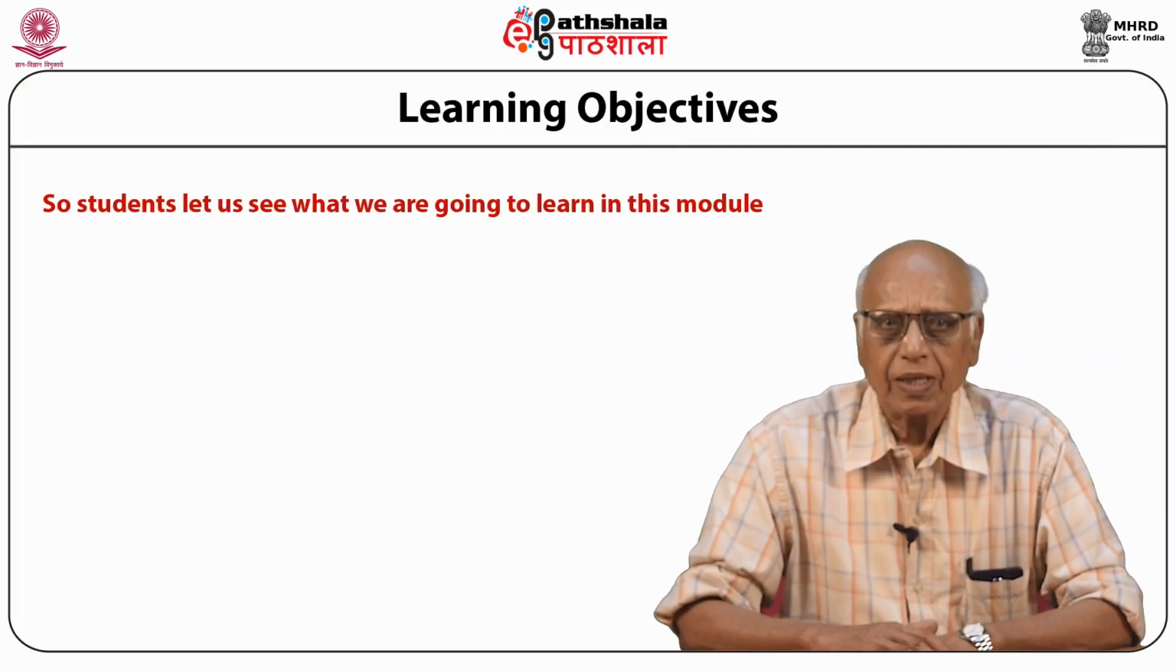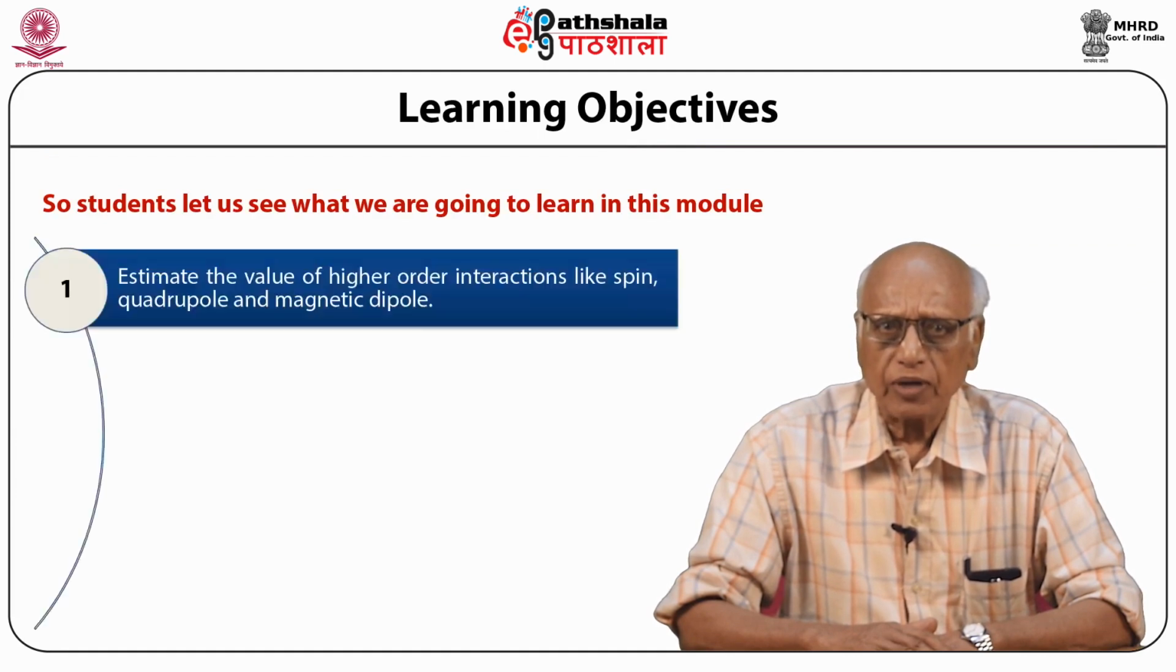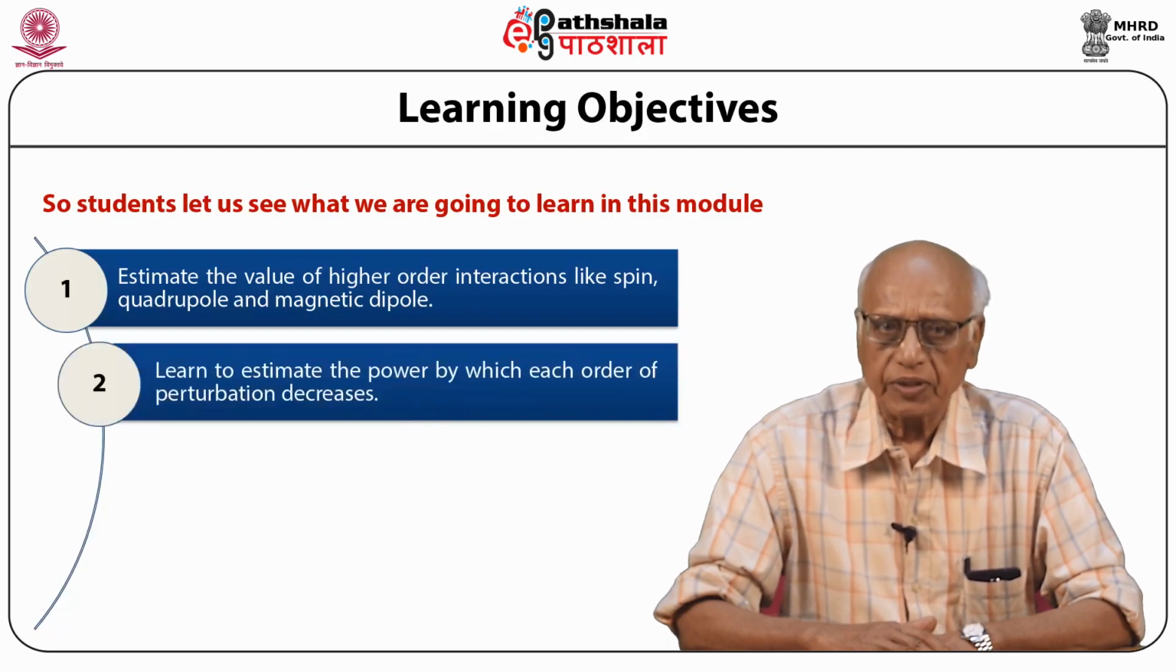Today we are going to discuss the module Higher Order Interactions, Landmarks, Bose-Einstein Statistics on the Way to Quantum Field Theory, from the paper Radiation Theory of the physics course. After studying this module, you should be able to understand the value of higher order interactions like spin, quadrupole and magnetic dipole, and how to estimate them.